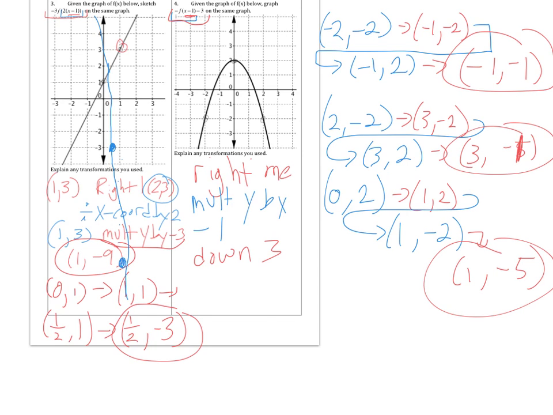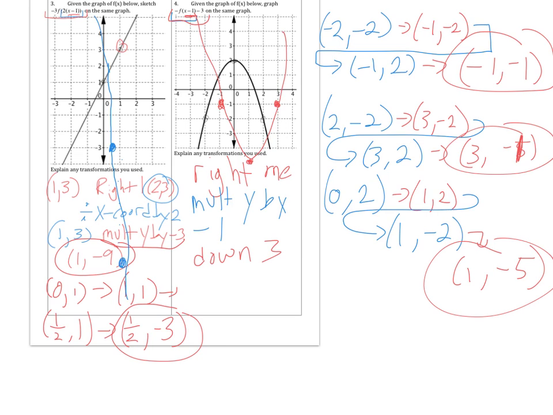1 comma negative 5 is going to be here. 3 comma negative 1 is going to be here. And negative 1 comma negative 1 is going to be here. It's going to look something like this. It looks like it's been moved over a little bit and flipped upside down.